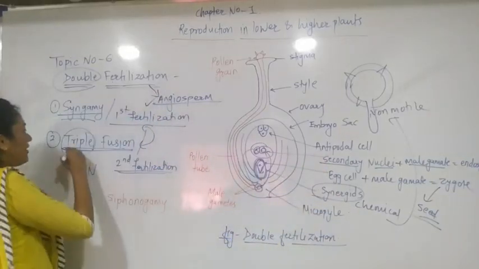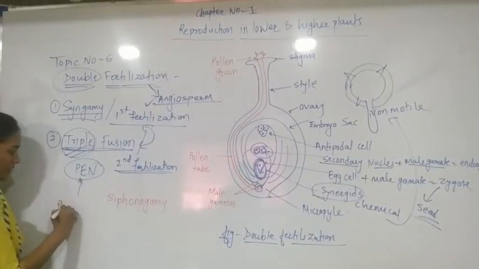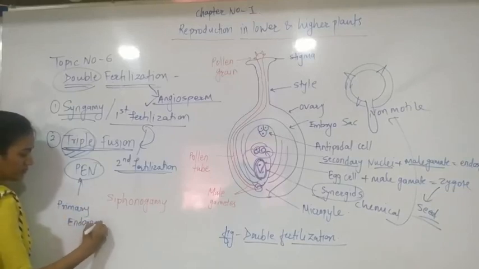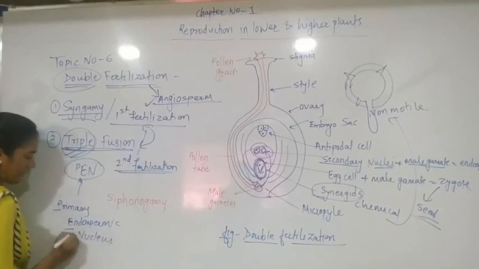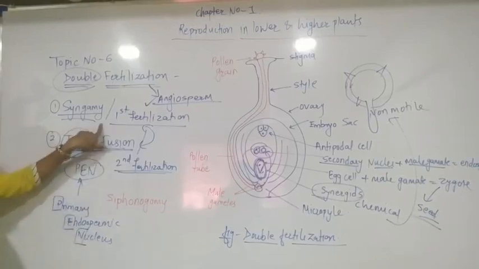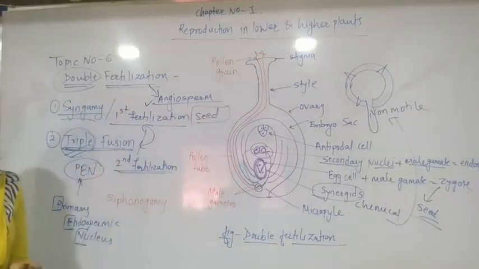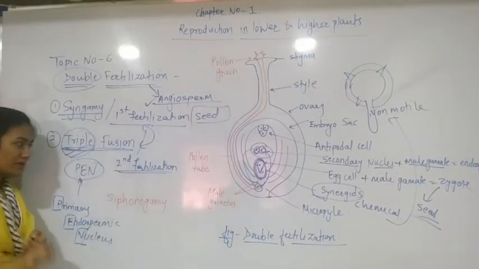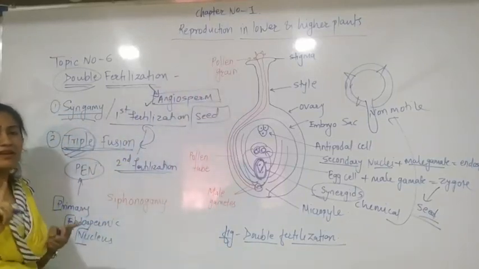But why is there a need for this triple fusion, and what is this PEN? The full form of PEN is primary endospermic nucleus. What is the function of this PEN? Because with the help of the first fertilization, we are already getting the seed. So the main purpose of fertilization is fulfilled. As we are getting the seed, there seems to be no need for triple fusion. But actually, angiosperms are called higher plants, which means they are flowering plants and fruiting plants.